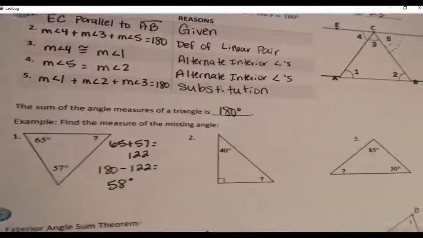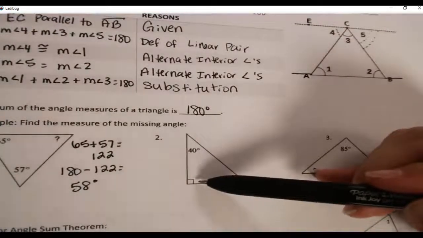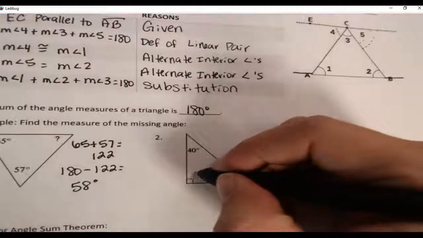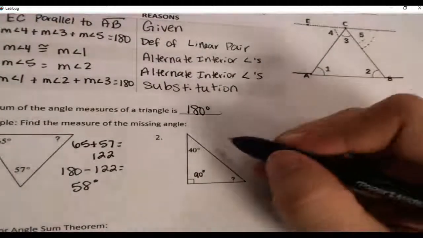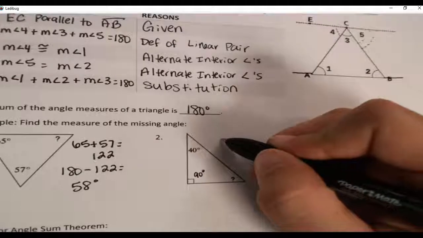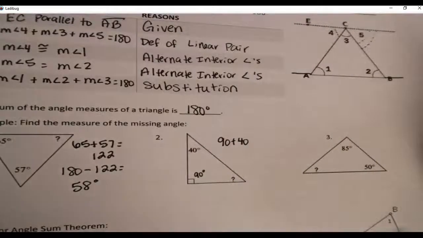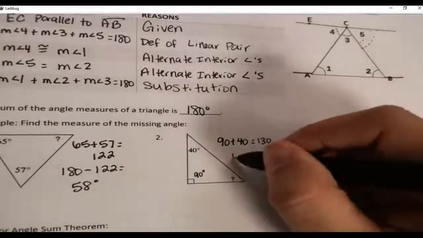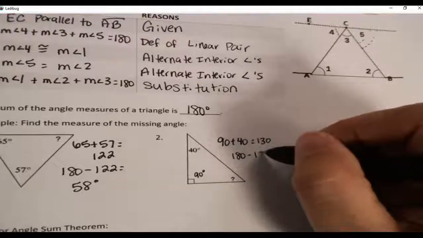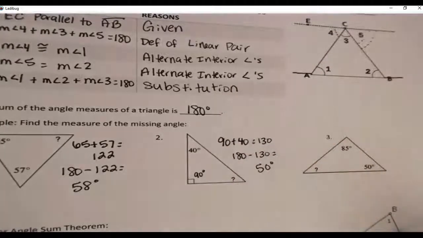Good. Alright, 2. I've got the 40 right here. What is that little square? 90. Good. So we do 90 plus 40, which gives us 130. And then 180 minus 130. 50.